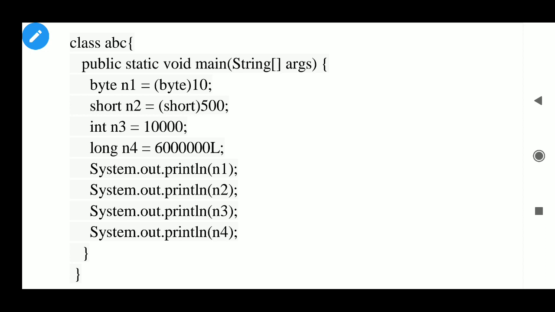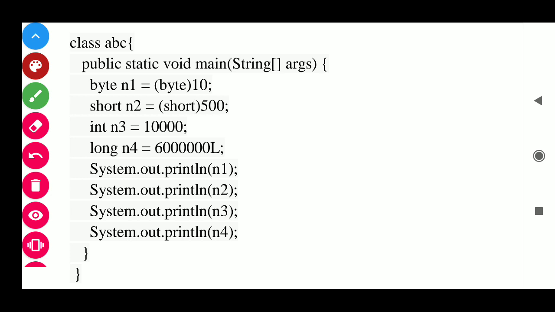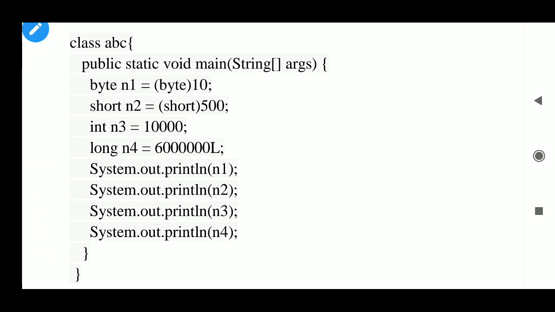So byte is what? Byte, this one is a type. n1 is a variable. Equal to is the assignment operator. This is a type casting. By force we are converting this 10 into byte type.